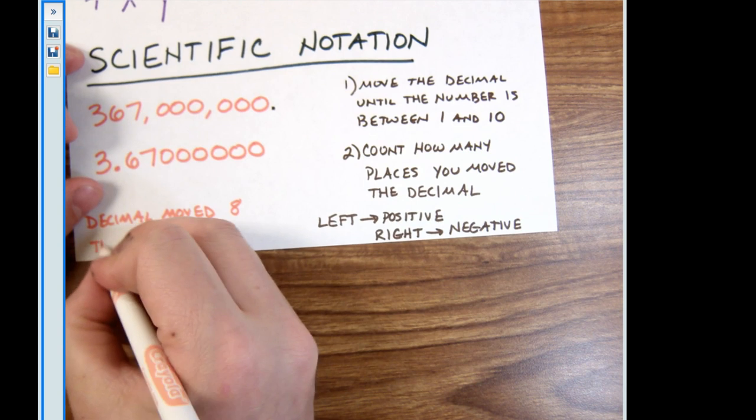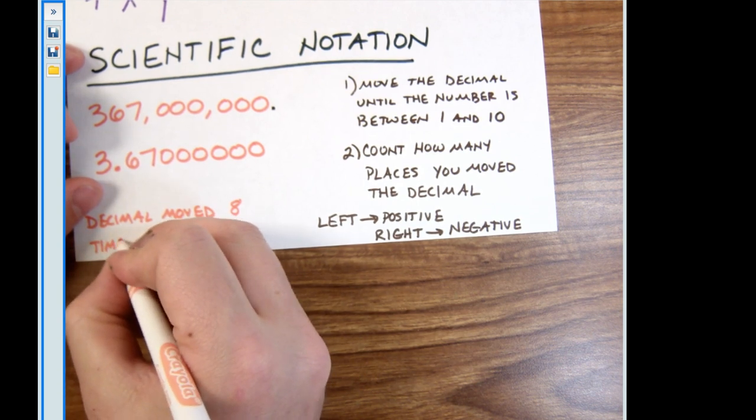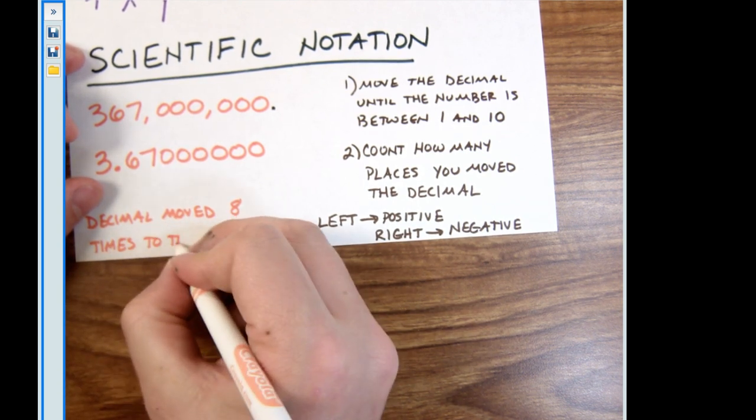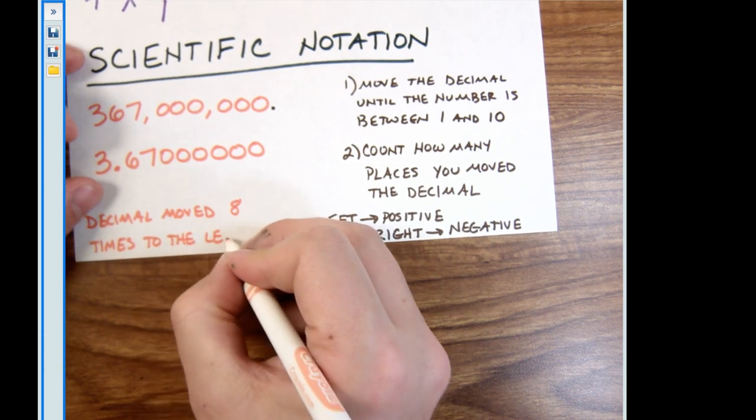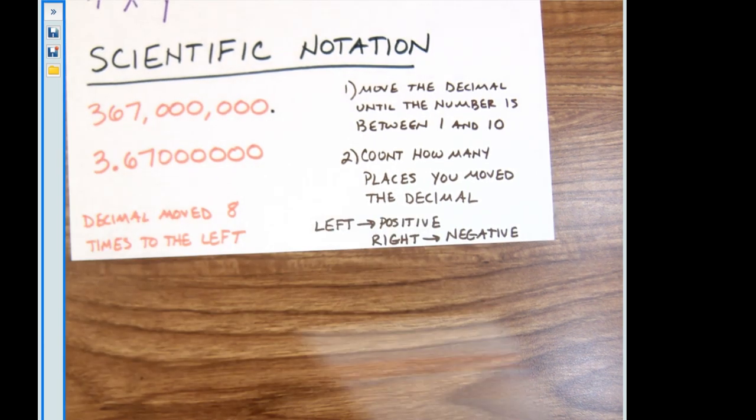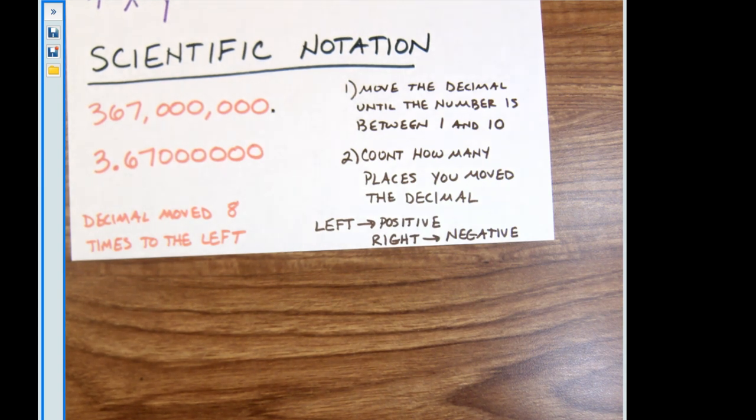And I moved it to the left. So I'm going to call it 8 instead of, if I moved it to the right, I would call it negative 8. Okay?